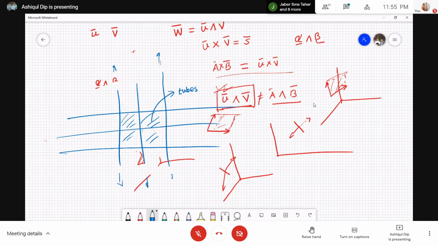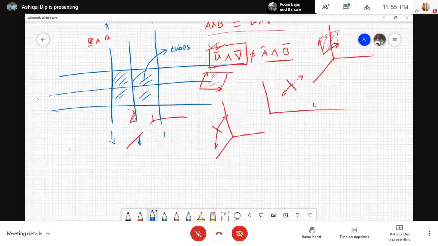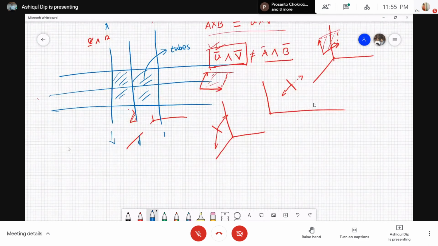So 2-vectors are parallelograms, and 2-forms are tubes. Two-forms are tubes, yes.